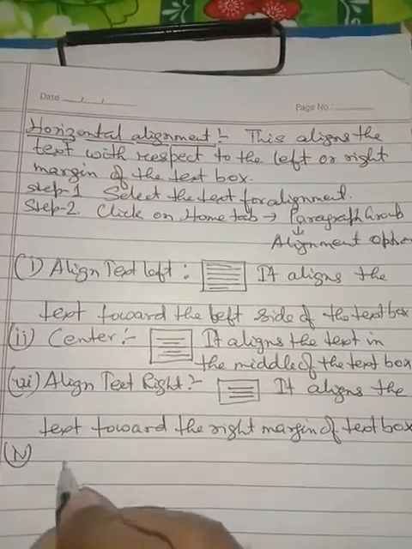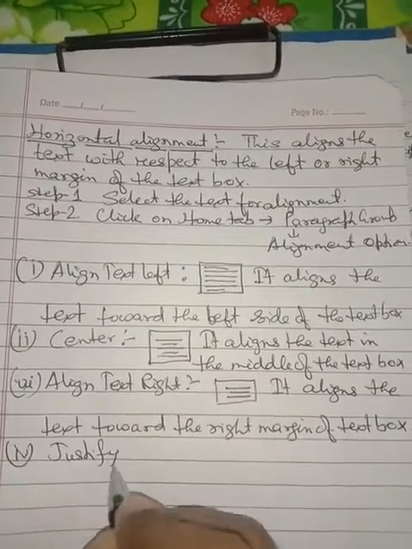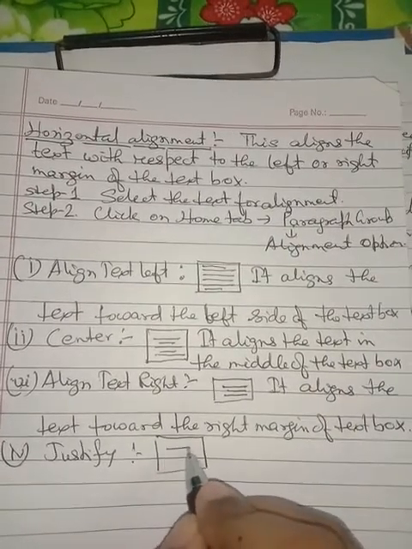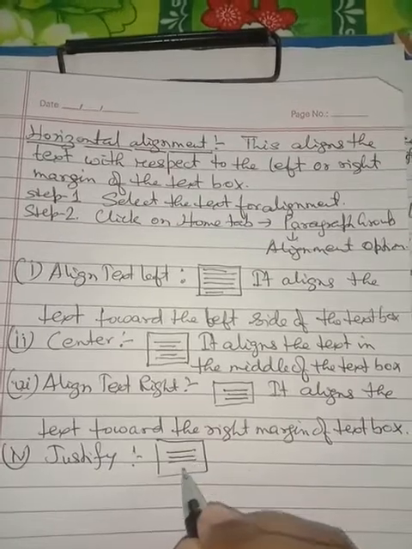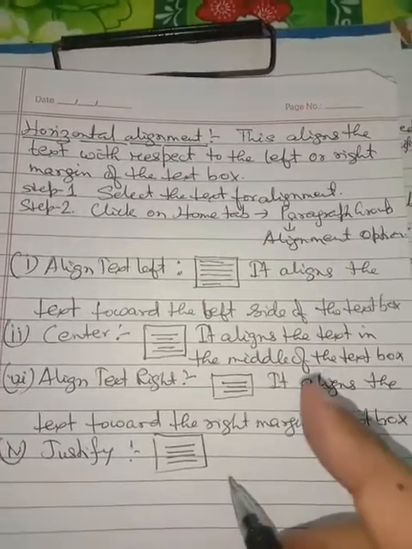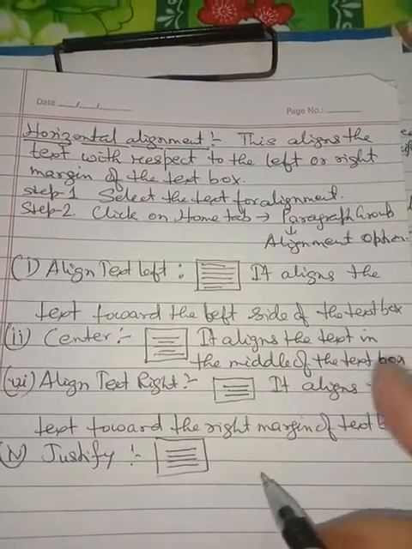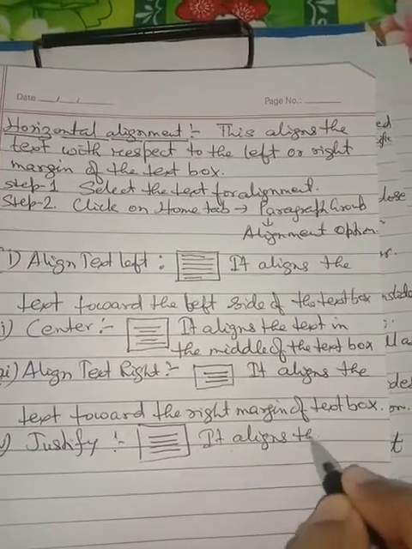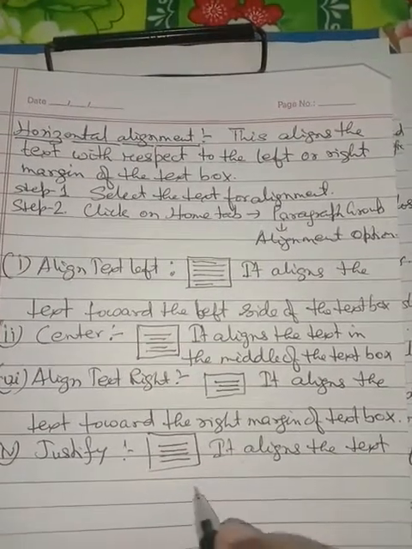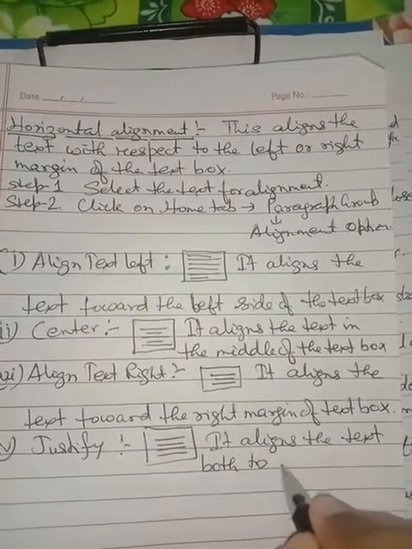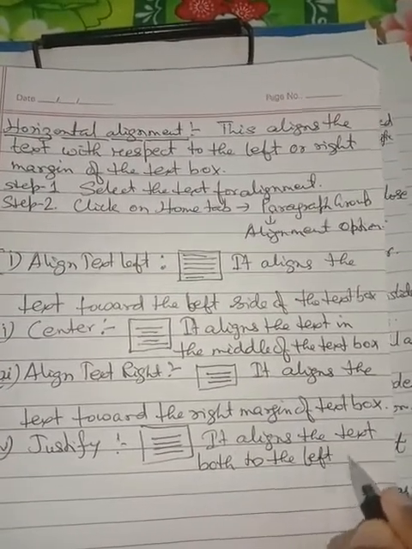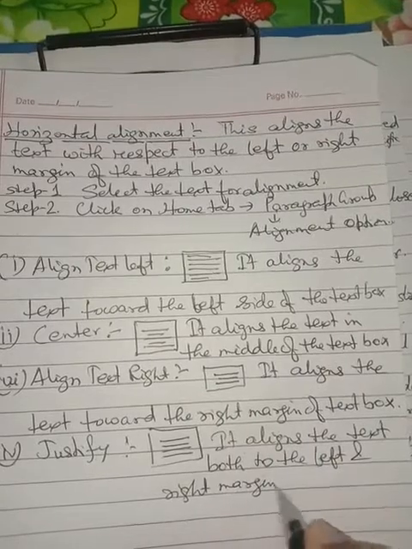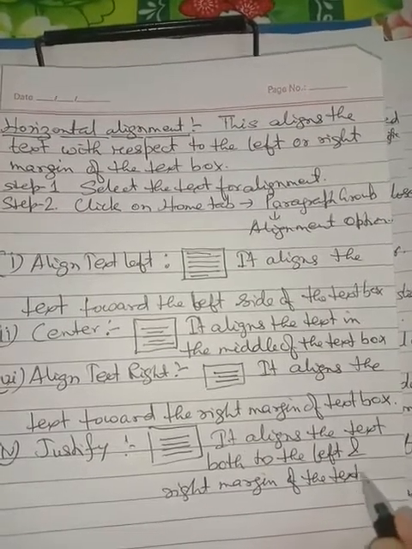Fourth, justify. So this is the icon of justify. It aligns the text to both the left and the right margin of the text box.